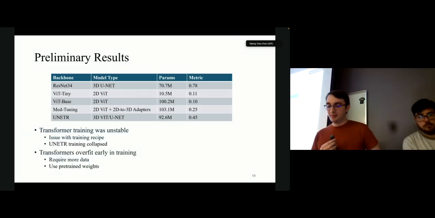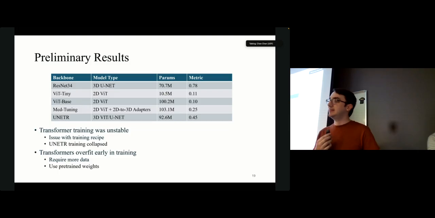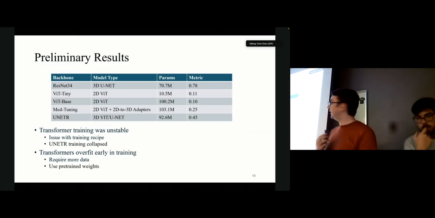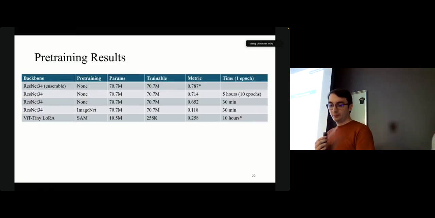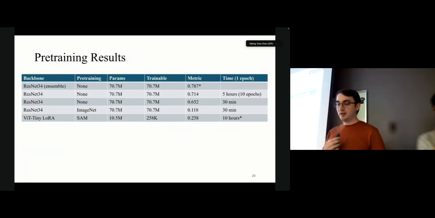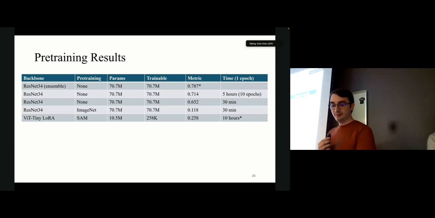We also know that the transformers appear to overfit early, potentially because the data set is pretty small. So this would lead us to think that if we can leverage pre-trained weights, this could help us, because if we fine-tune fewer weights, that could improve. So we do some initial experiments on using pre-trained weights.